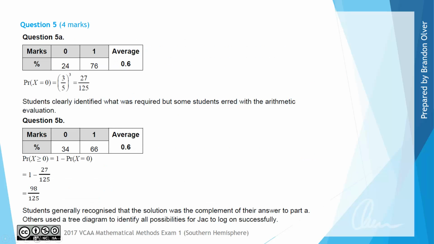So for 5A, we have that students clearly identified what was required, but some students did make an error with the arithmetic that was involved in evaluating, and that overall 76% of students got that mark. For question 5B, we have that 2/3 of the students got the mark, and that students generally recognised that the solution was the complement of their answer to part A. Others also successfully used a tree diagram to identify all possibilities for Jack logging into his computer successfully.